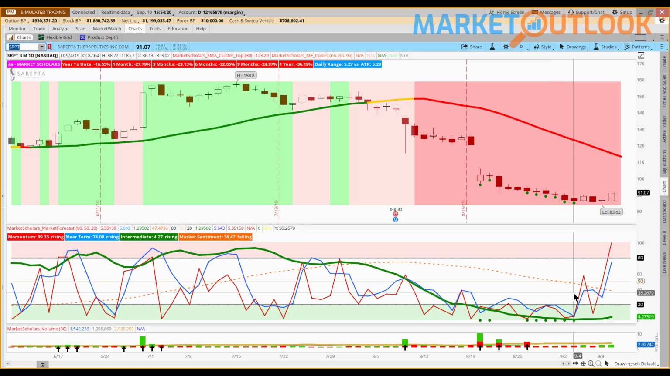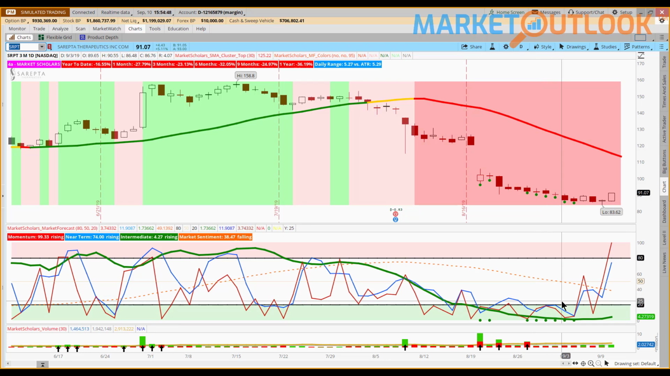You'll also notice that we have what we call a near-term divergence. What I mean by that is when you look at this blue line right here, which is the near-term line on the market forecast technical indicator, it has a higher low at the same time when prices were still going lower. And I'm going to show that to you here in a moment on a slightly different view as well. But I wanted to point that out.